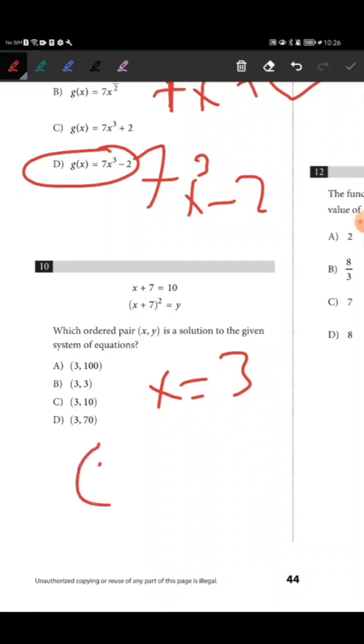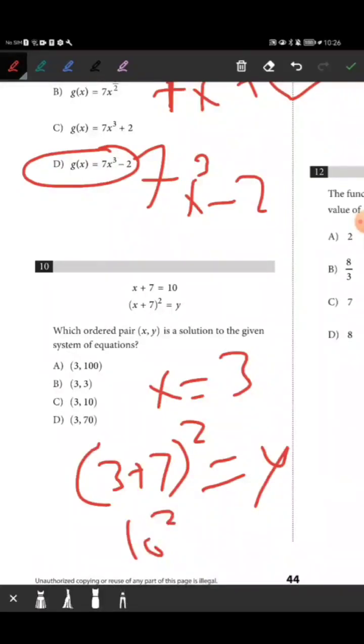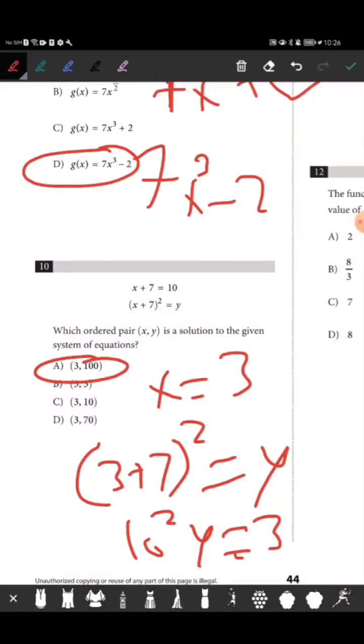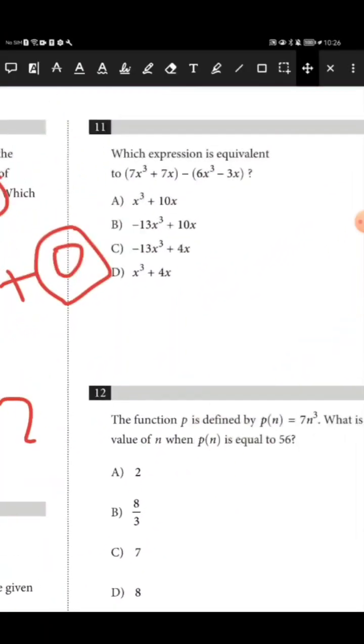And then we substitute x in the second equation. So (3 plus 7) to the power 2 equals y. So 3 plus 7 equals 10, and 10 to the power 2 equals 100. So the correct answer for this equation is (3, 100), which is A. Moving on to question number 11.